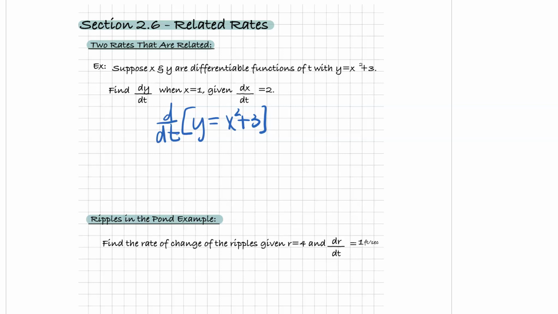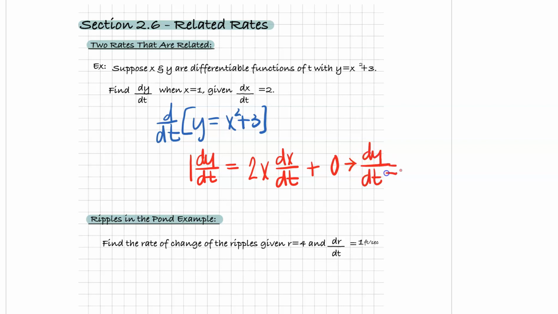So let's go slowly through this and see what we can do. The derivative of y with respect to t would be dy/dt, equal to the derivative of x squared, which would be 2x. So you do all your basic rules you know. But since it's with respect to t, we're going to have to put a dx/dt there. Plus the derivative of 3, which is 0. Now I'm going to clean that up a little bit. So that gives me just dy/dt equal to 2x dx/dt.